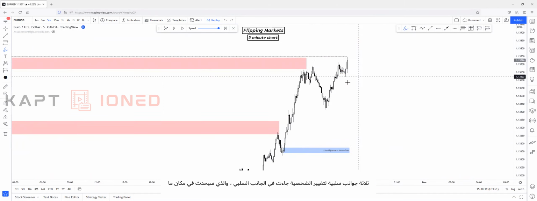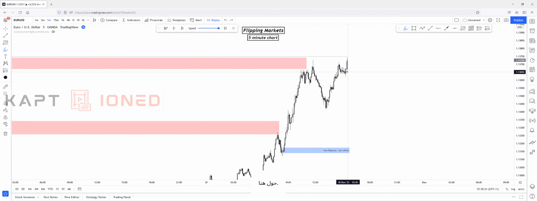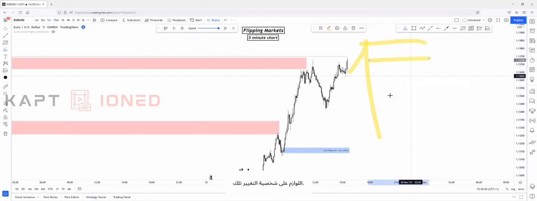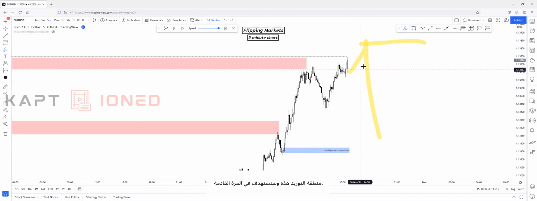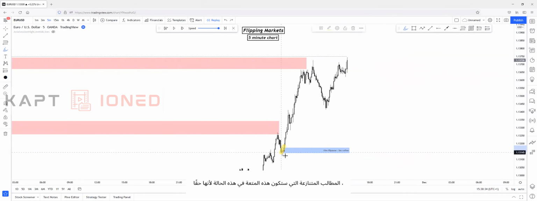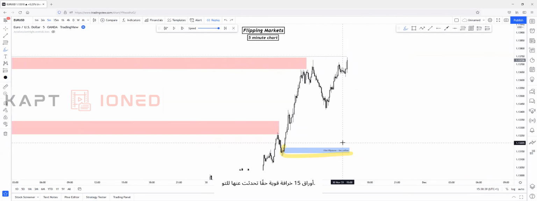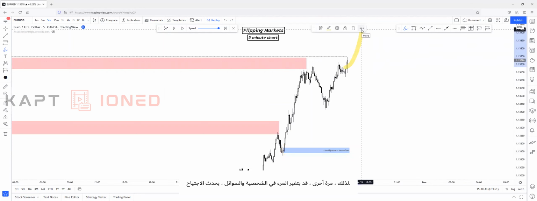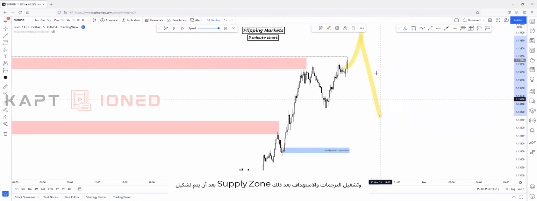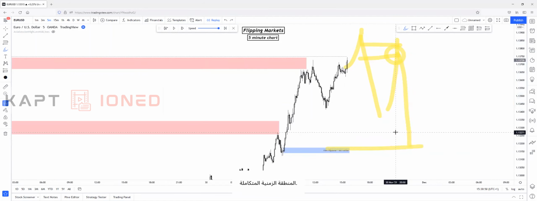After the change of character to the downside, which will happen somewhere around here, we will have a supply zone at that change of character. And after that supply zone, we will look for a short opportunity on it, and we will target the next unmitigated demand zone, which will be this one in this case, because this is a really strong 15-minute flip zone that I just talked about. So once again, after a 1 minute change of character and liquidity sweep happens and a supply zone is formed, enter on that supply zone and target the next unmitigated zone.